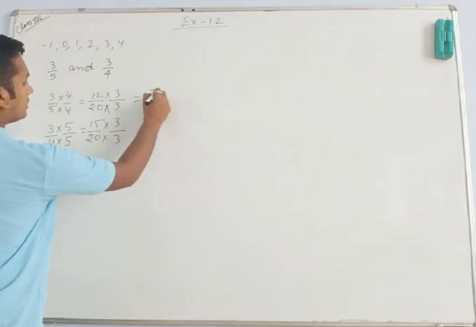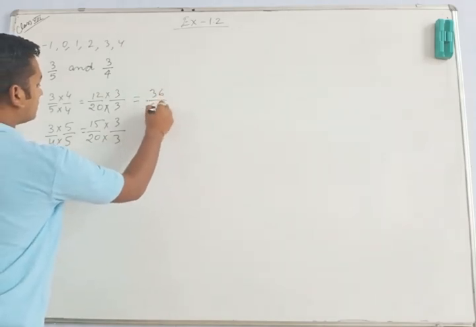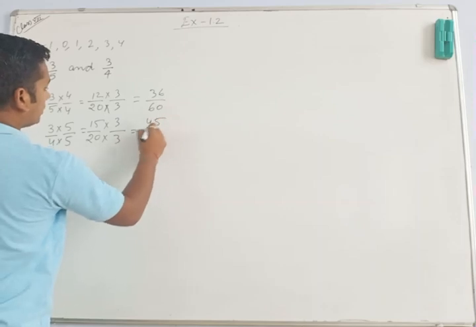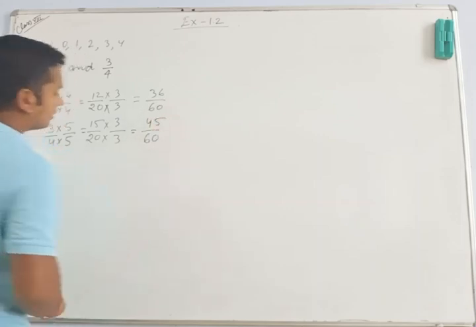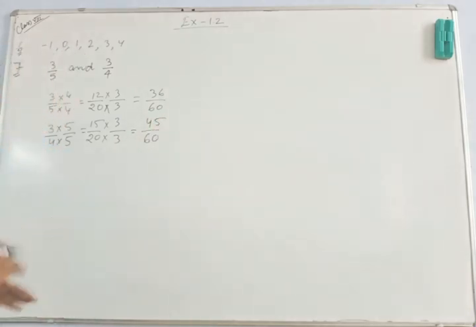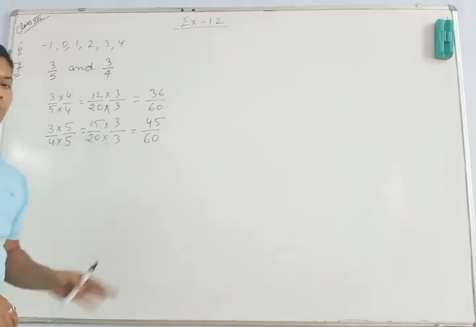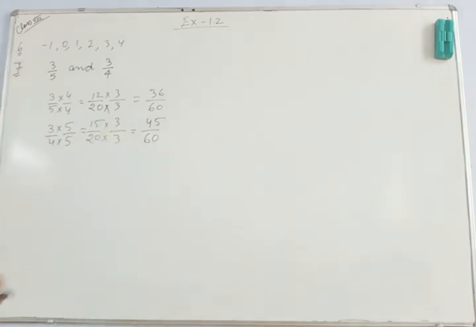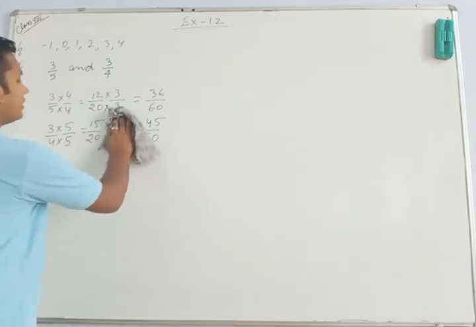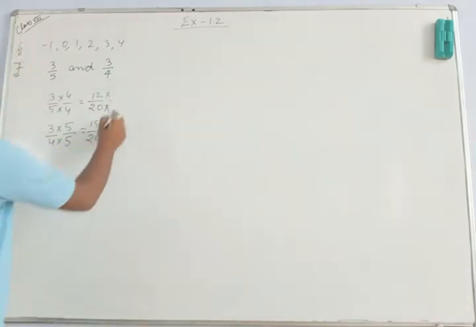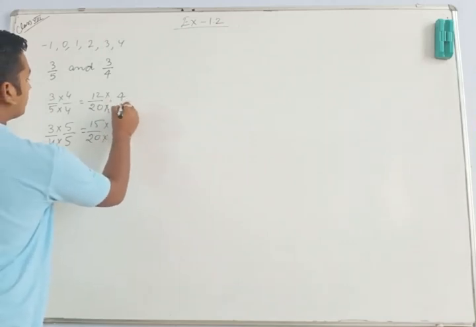Now 12 threes are 36 upon 60, and here 45 upon 60. Now can we get 10 rational numbers in between these two? No, obviously, because 1 or 2 numbers will be lacking. So I will get nearly 8 rational numbers between these two. So it is also insufficient. So we have to multiply it with a bigger number. Let us multiply it with 4 now.